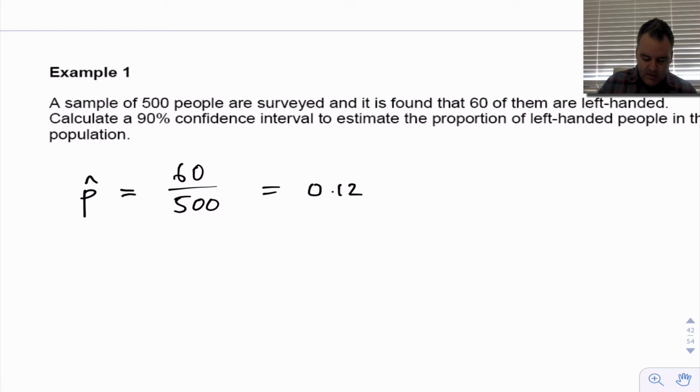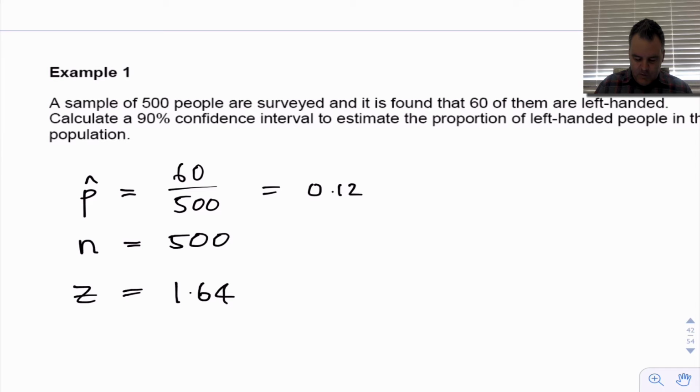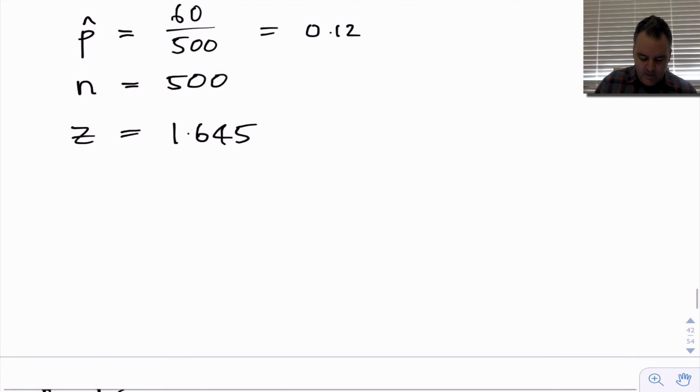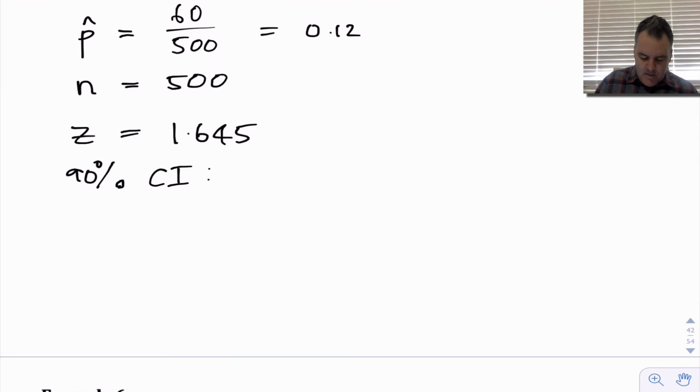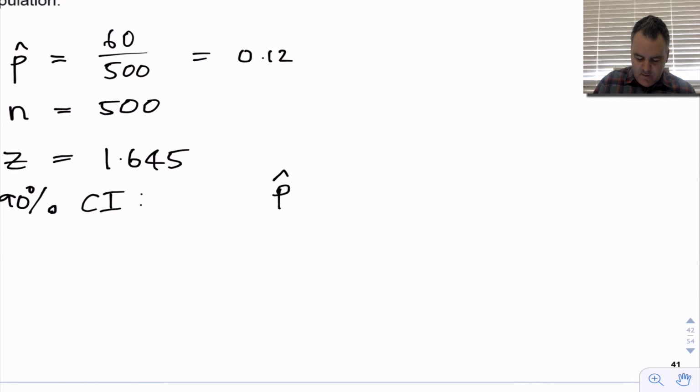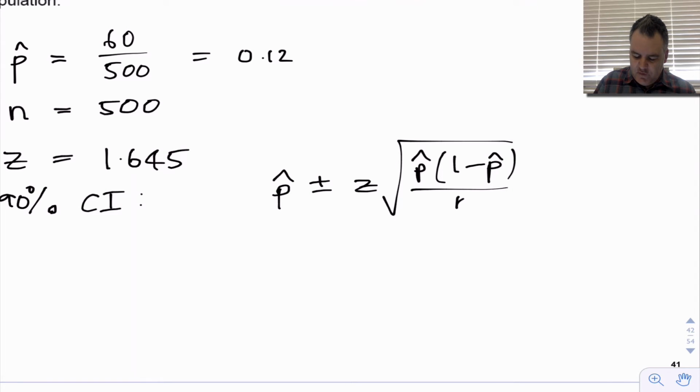What else do we need to know for the formula? We need to know n, which is 500, and we need to know z, which is our level of confidence. For a 90% confidence interval, you can check it on your calculator, z is 1.645. And then we just put it all in the formula. So our confidence interval, a 90% confidence interval, is going to be p hat plus or minus z times this thing here, which is what's called the standard error, but it's the standard deviation of the sampling distribution.